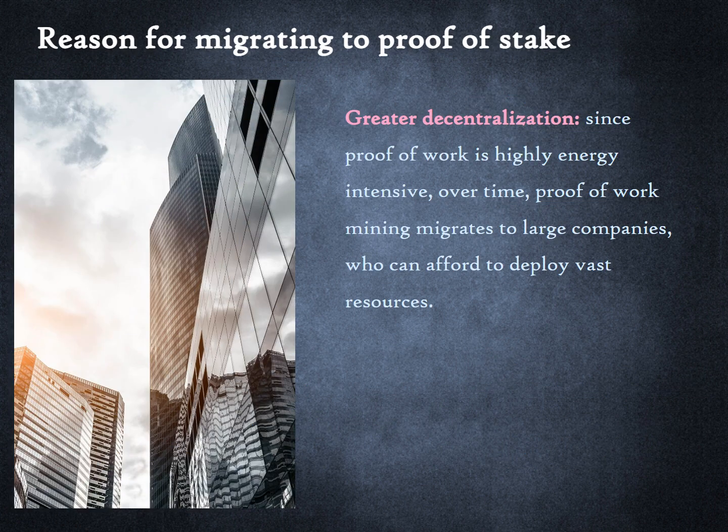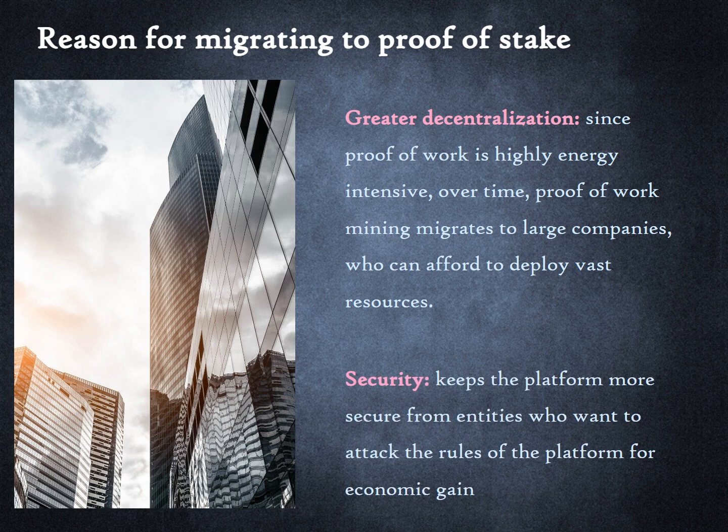One of the reasons offered by Ethereum for migrating to proof of stake is that it makes the platform more decentralized. Since proof of work is highly energy intensive, over time, proof of work mining migrates to large companies, who can afford to deploy vast resources. Another reason offered is that it keeps the platform more secure from entities who want to attack the rules of the platform for economic gain.